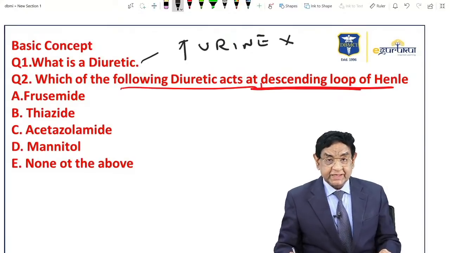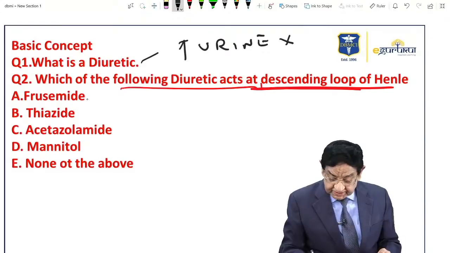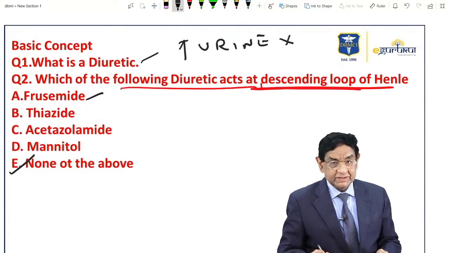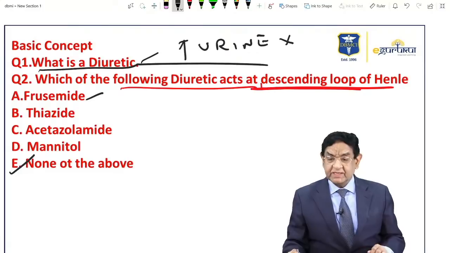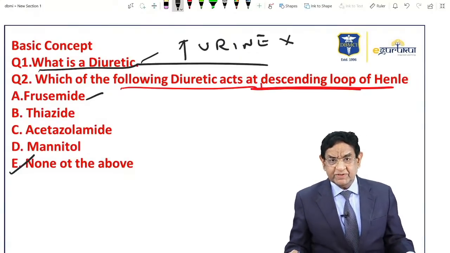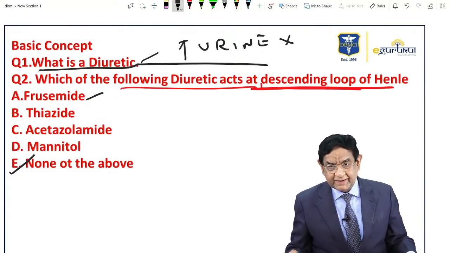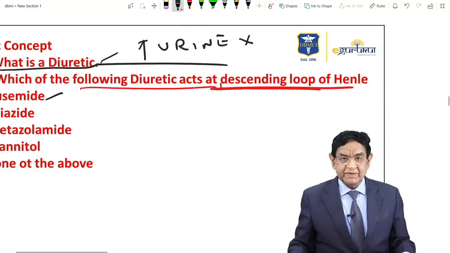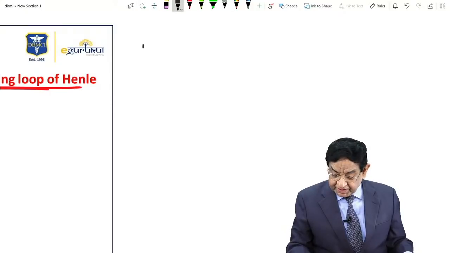Second, regarding this question, quite possible that you may have written this answer. The answer is none of the above. Don't worry, this you will never understand unless you know the basic concept. Now, what is a diuretic? The usual people think that any drug which causes increased urine formation is a diuretic. No way. Well, somebody takes a bottle of beer, and after taking beer, the person passes a lot of urine. So you may say beer is a very good diuretic?